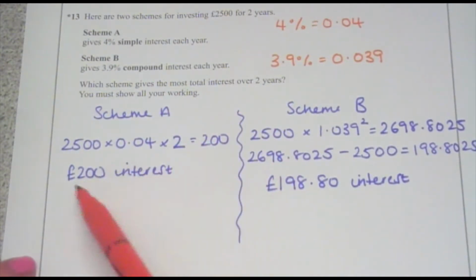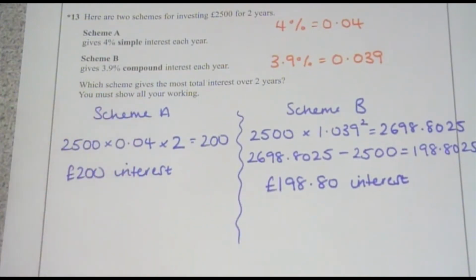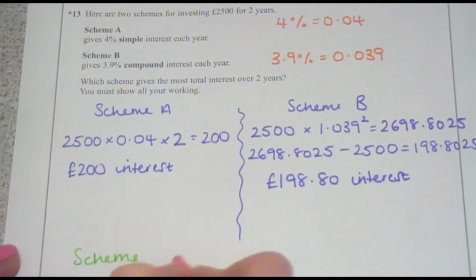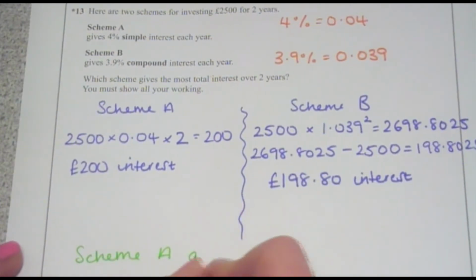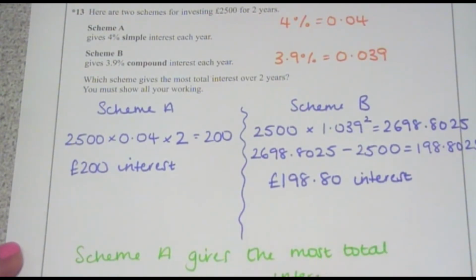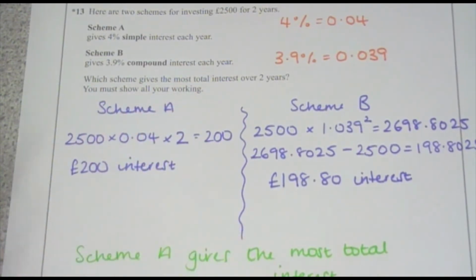Scheme A gives the most total interest as I get more money. So I need to make sure that I write that down in a sentence. So I need to say that scheme A gives the most total interest. Okay, it's only asking me which scheme, which I've stated down here.